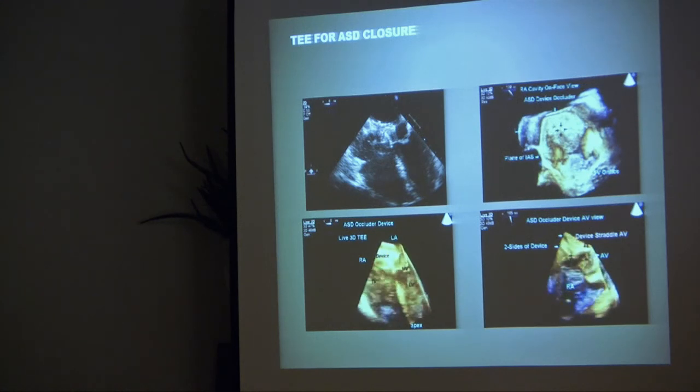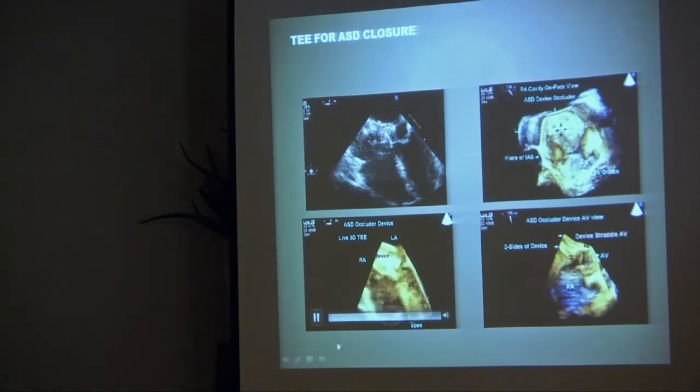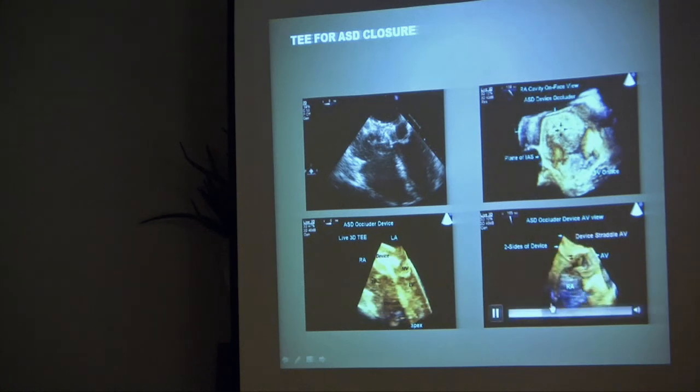In systole and diastole, it helps you size a device nicely, and then shows you how the device is straddling around the root of the aorta here. You can see here that there's a trileaflet aortic valve with some mild aortic stenosis.